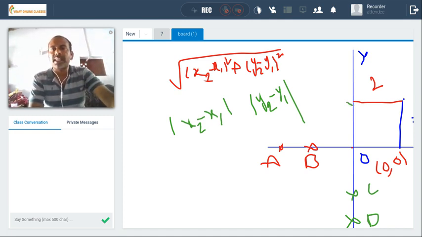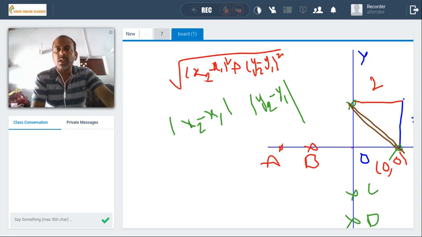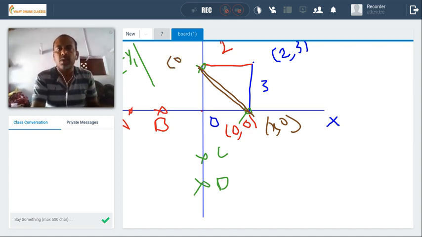Suppose one point is on the x-axis and the second point is on the y-axis. In that case, how do we find the distance between the 2 points? Suppose the point on the x-axis I am taking as x comma 0, and the point on the y-axis I am taking as 0 comma y. How to find the distance between these 2 points?